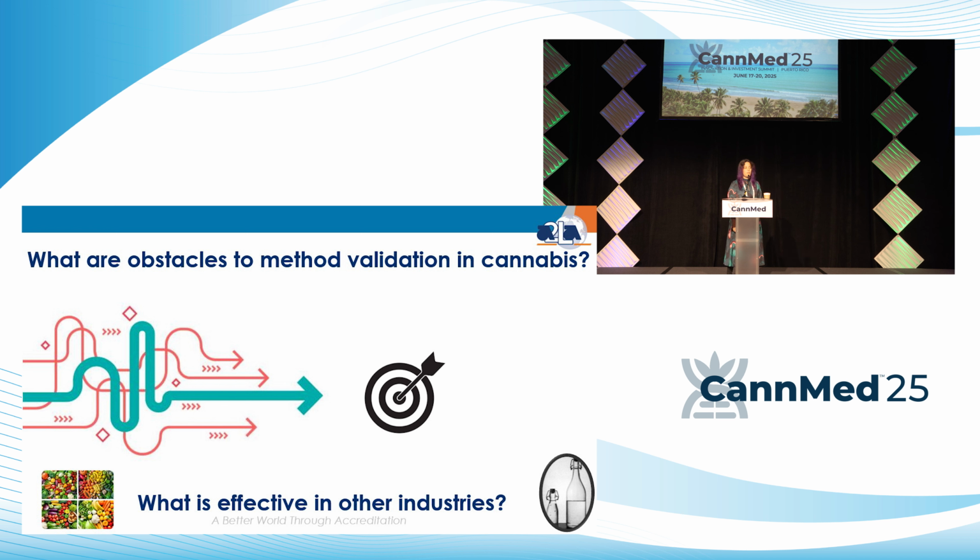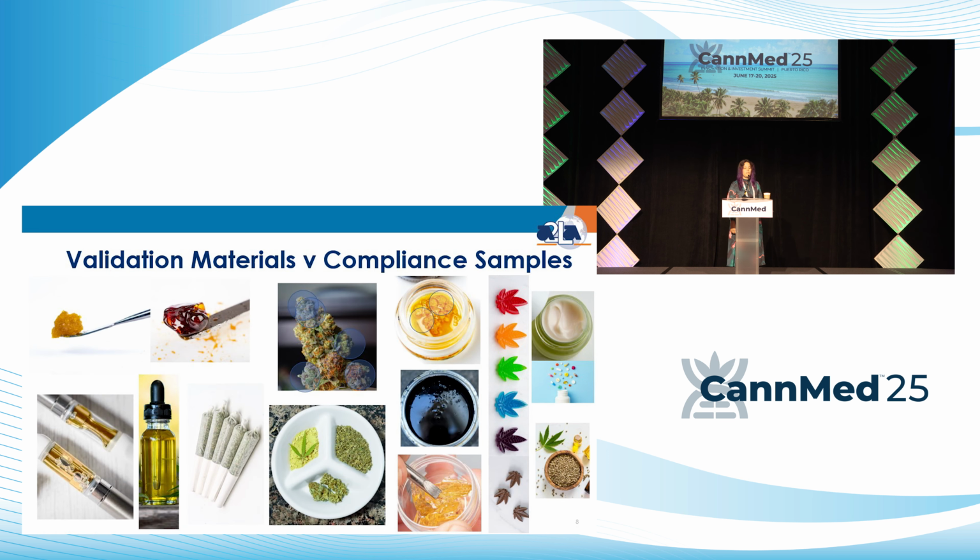So there are some obstacles to method validation in cannabis. And I think a lot of folks are familiar with what these obstacles might be, the primary one being the federal illegality of cannabis and the lack of ability to cross state lines. This means that a lot of laboratories are not actually able to have validation materials on site when they're performing their initial method validation as a startup laboratory.